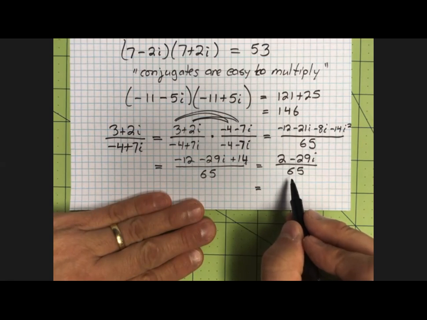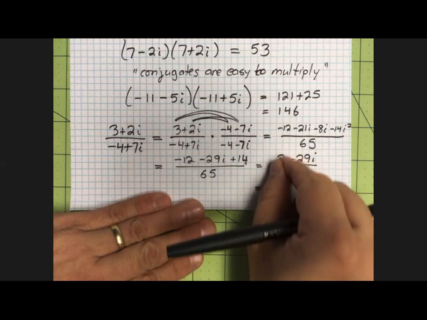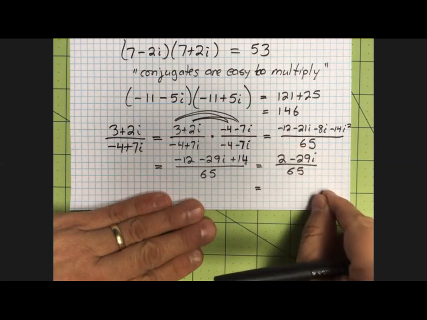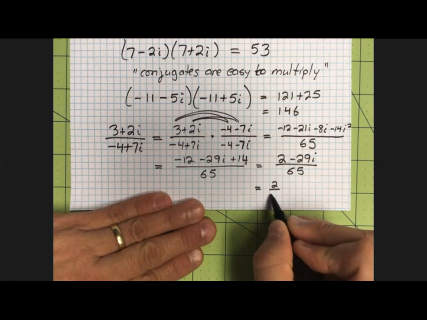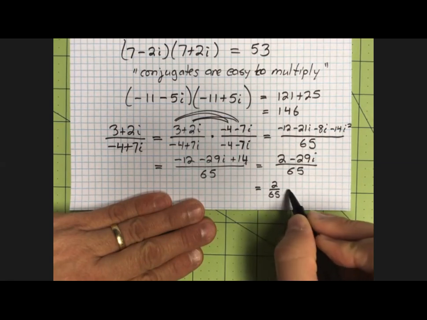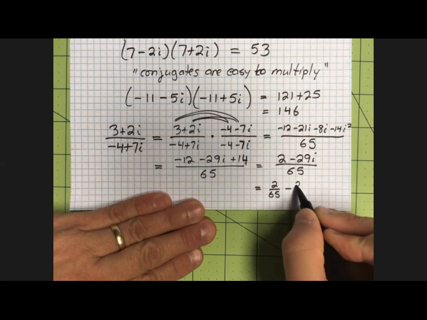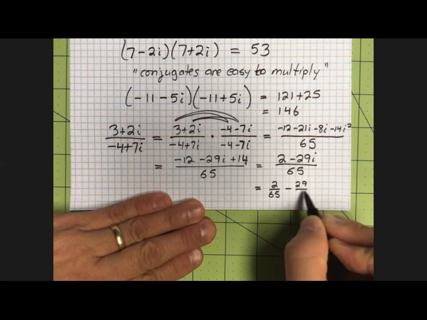The rules of complex numbers say you have to write it as separate parts, with the real part first. Here's the final answer. 2 over 65 minus 29 over 65 i.